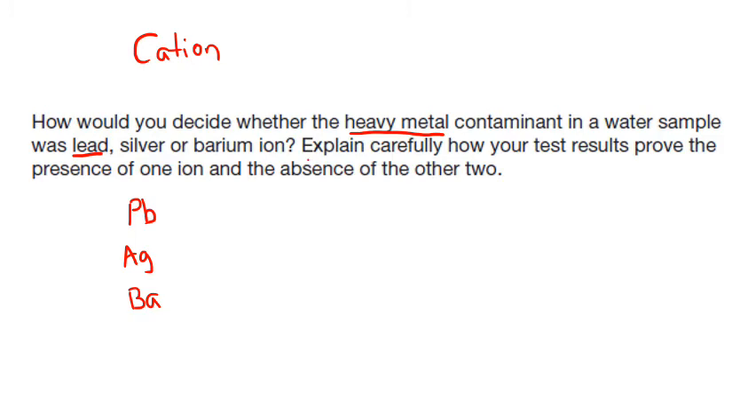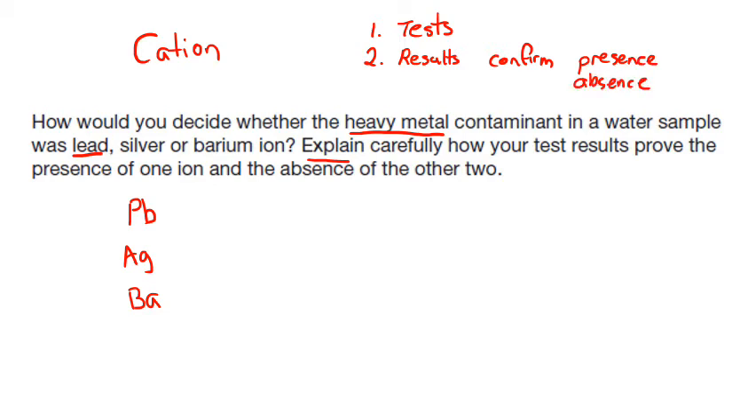Explain carefully. We've got two parts to this question. How would you? Number one, what are the tests? Number two, explain carefully how your results prove the presence of one ion and the absence of the other two. So we want to say how the results confirm the presence, or for that matter, the absence.